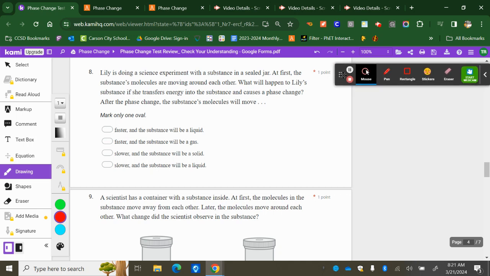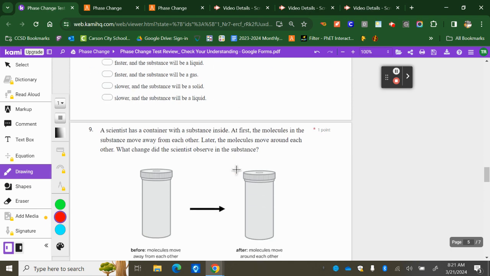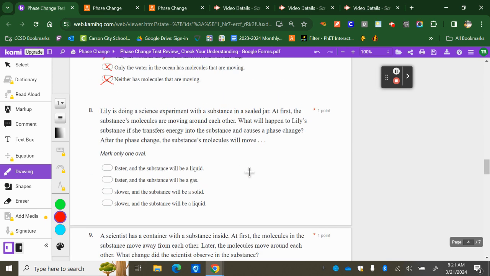Right, we are on review for question number 4. Looking at question number 4, because there's no picture, I don't know exactly what I'm comparing. I can see faster and slower, so I probably can assume I'm transferring energy. Let's go ahead and read the question first.